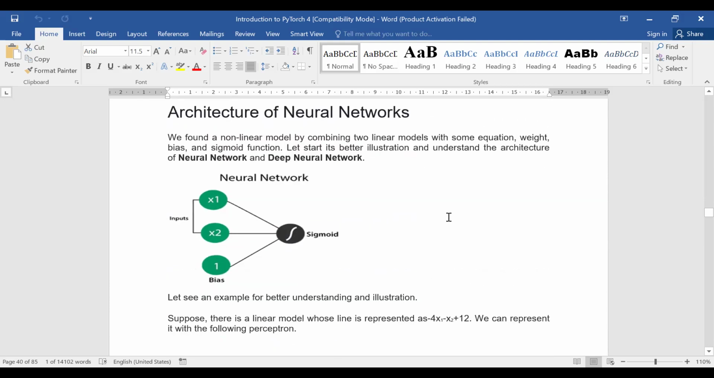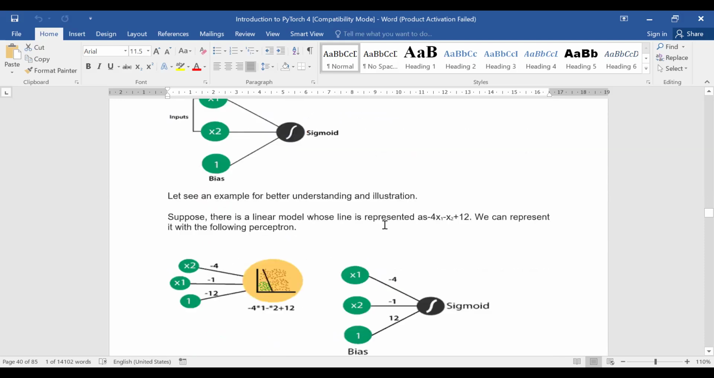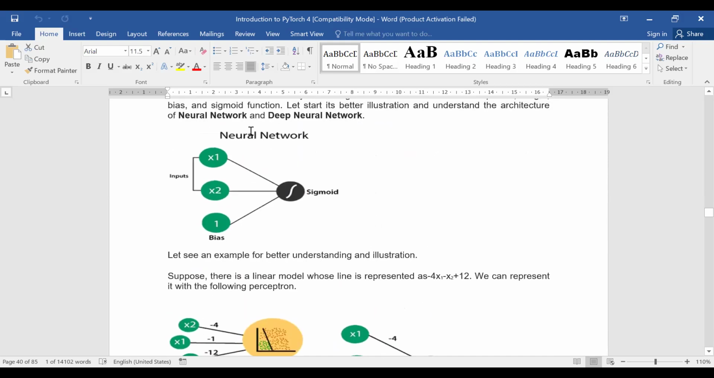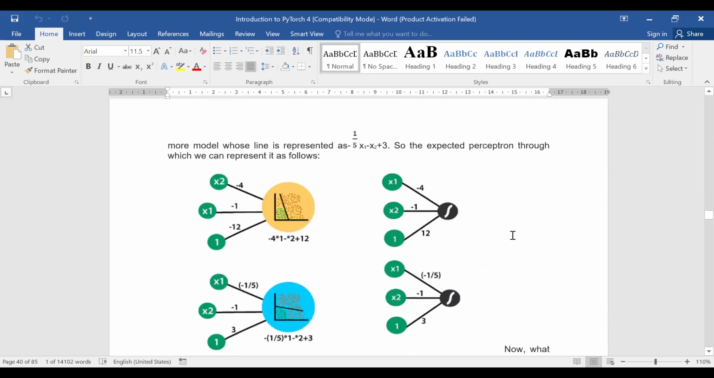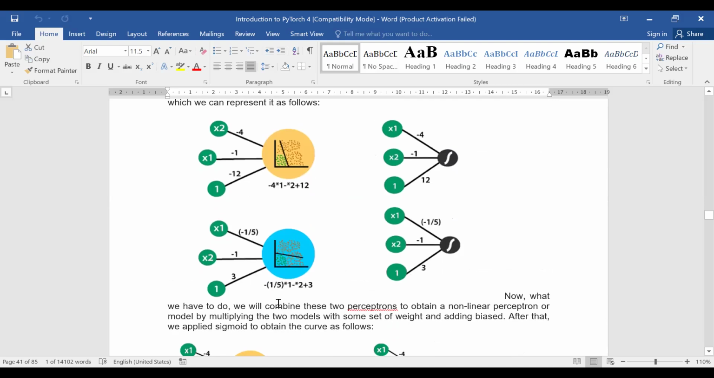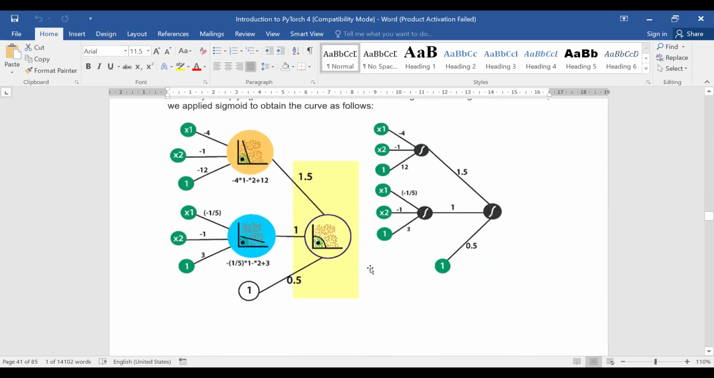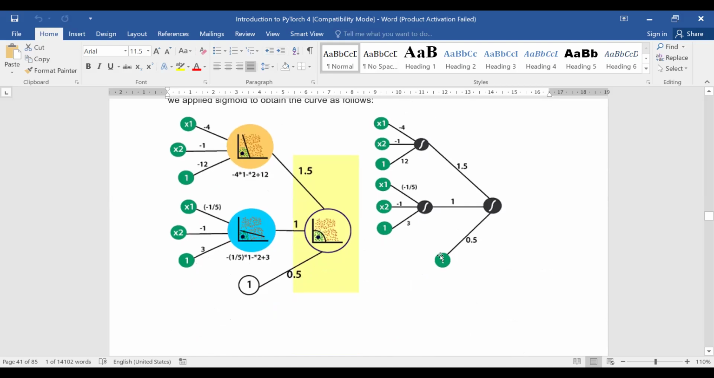Architecture of a neural network. Now see, we found a non-linear model by combining two linear models with some equations, right? Weight, bias, and sigmoid function. These three things are important: weight, bias, and sigmoid function. So look at this. This is a normal neural network, and we apply bias value and weight value. And finally, we apply the sigmoid function, right? So after applying this sigmoid function, look at this. These are two neural networks, and with the help of these two neural networks, we create one deep neural network like this way.